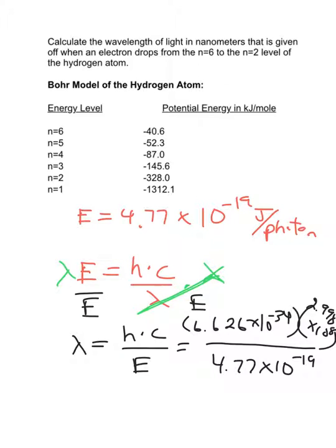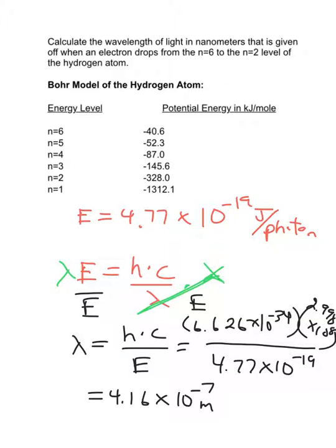So 6.626 second function exponent negative 34 times 2.998 second function exponent 8, divided by, not times, divided by 4.77 second function exponent negative 19. So I'm getting 4.16 times 10 to the negative 7th. And that's in meters, because the speed of light was in meters, okay?